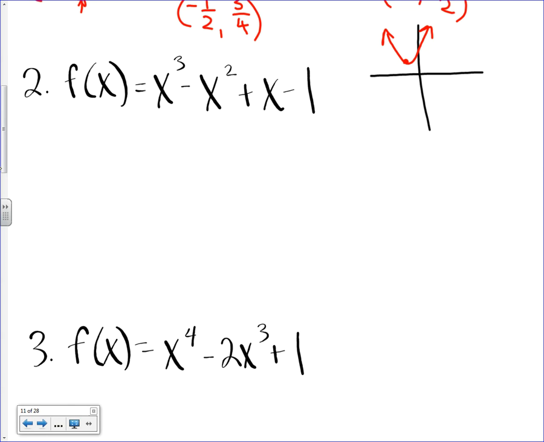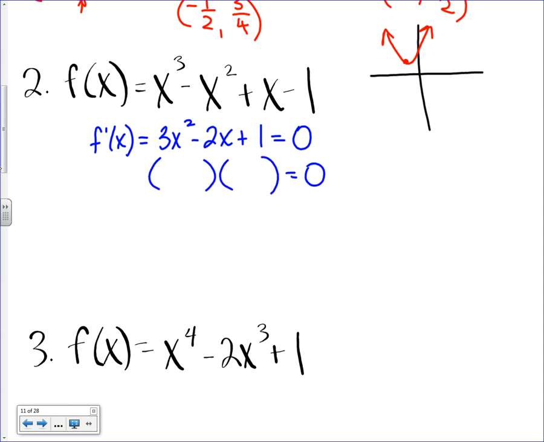Go ahead and find your derivative when you're ready. How am I going to solve this derivative? Factor it. It's got to be 3x and x. It's got to be 1 and 1. Uh-oh. Does that factor? I don't think that works. I don't think that works, does it? No? Okay.